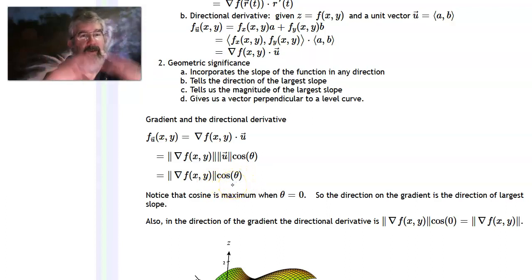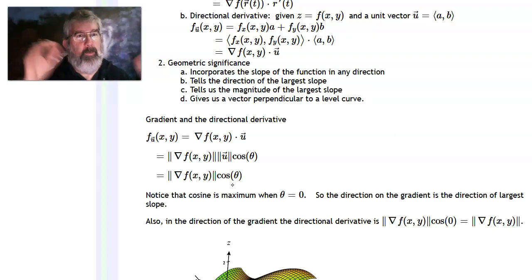And if you're thinking of your surface as maybe terrain, land, and it rains, when the rain hits the ground, what direction does it flow? Well, it's going to flow in exactly the direction of downhill as fast as possible, which would be minus the direction of the gradient.